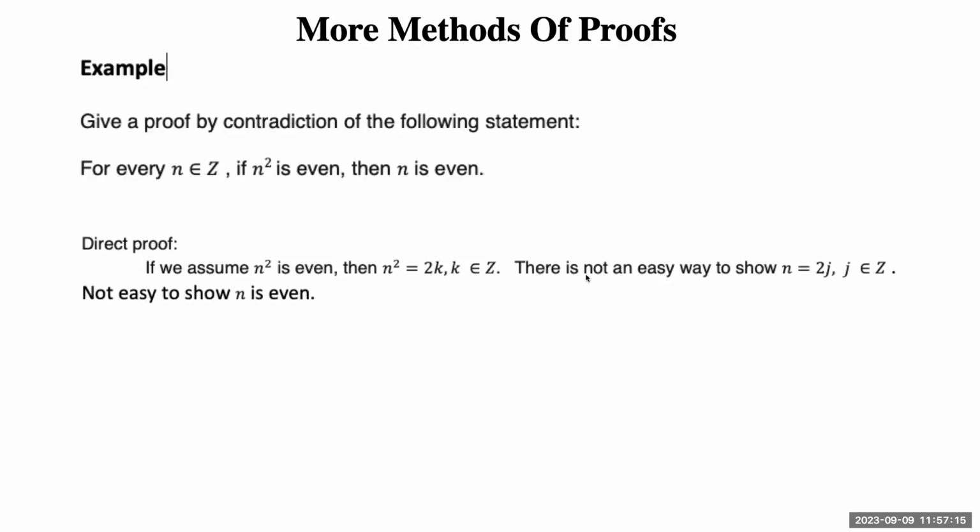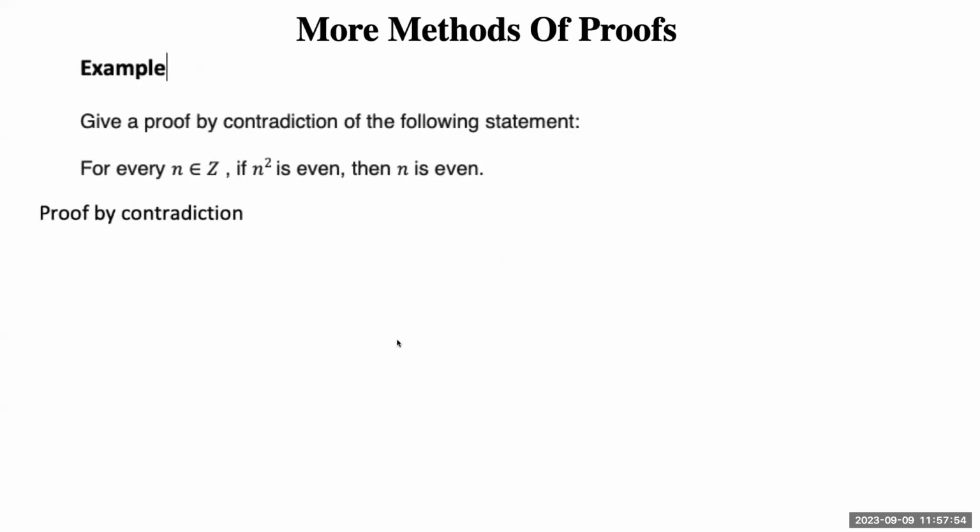Okay. But there's not really an easy way, based on n squared being 2k, to show that n is an even number. So we would need to show that n is 2j, where j is an element of Z, and that's not easy to show, because if I take the square root of n squared, I'm going to get the square root of 2k. The square root of 2k can't be easily shown to be an integer. I mean, it can't be easily shown to be an even integer. So what do we do? Okay. So we'll use the proof by contradiction.